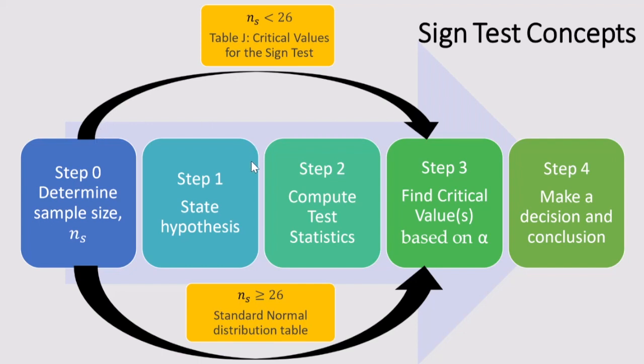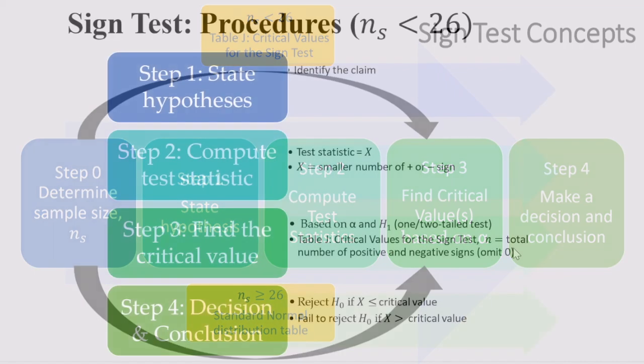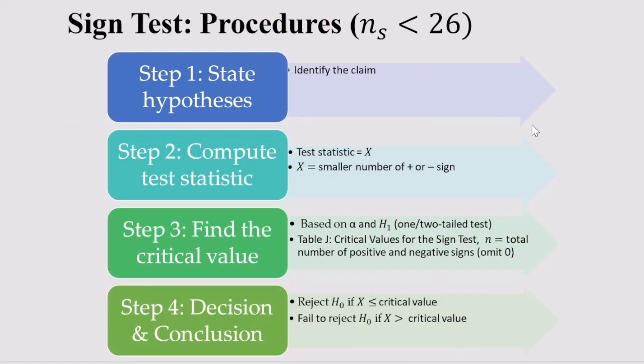We start by stating the hypothesis, which can be found from the question, and then we compute the test statistic, find the critical value or values from the appropriate table, and finally make a decision and conclusion. We will discuss each step in detail by looking at an example.